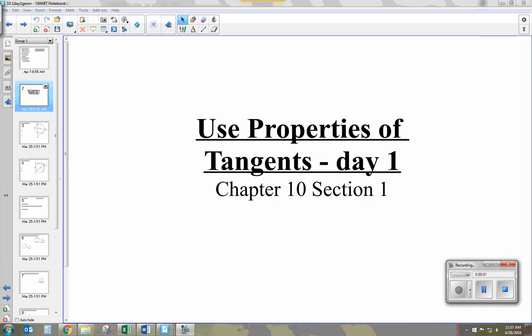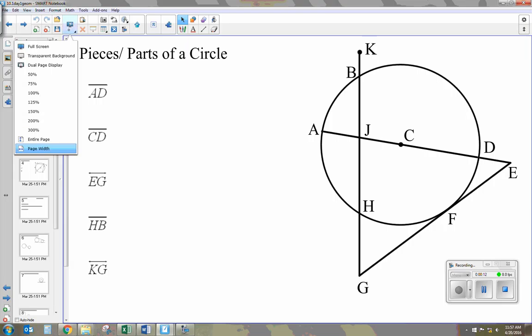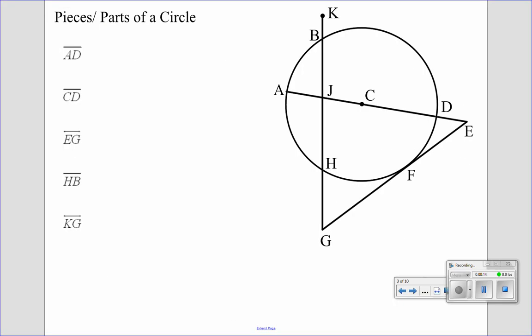Today I'm going to be talking about using properties of tangents, day 1. And this is mostly just basic circle vocabulary, knowing the pieces and the parts of your circle. So what we're going to do is look at these pieces and parts and give them a name. So line segment AD. Line segment AD. This is the diameter.